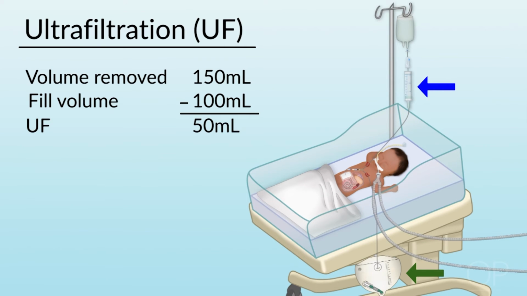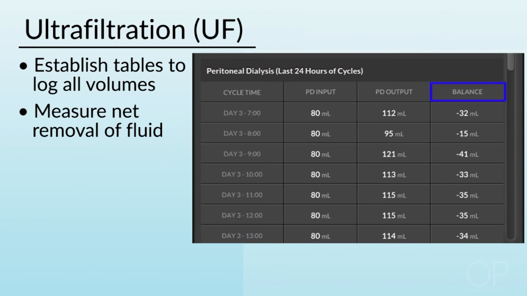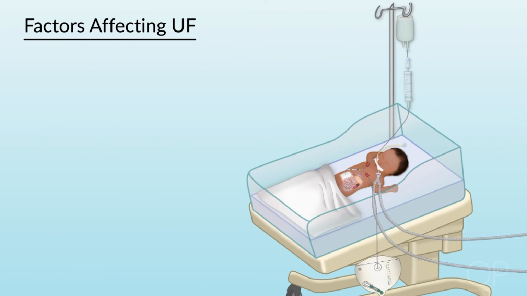It's very important when you do peritoneal dialysis that you establish accurate tables to log these volumes, because you all have different volumes to fill and drain. What you really want to measure is the net removal of fluid. Some factors affecting ultrafiltration: dextrose is what we use to pull the water out because of the concept of osmosis. So higher dextrose concentration will allow for more water removal.